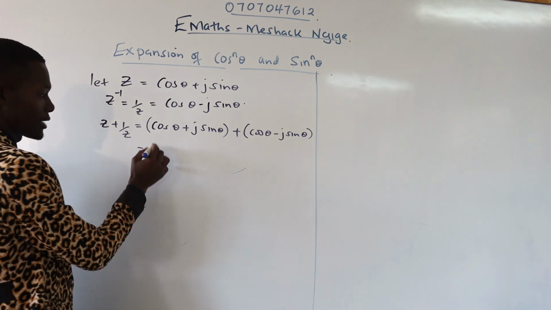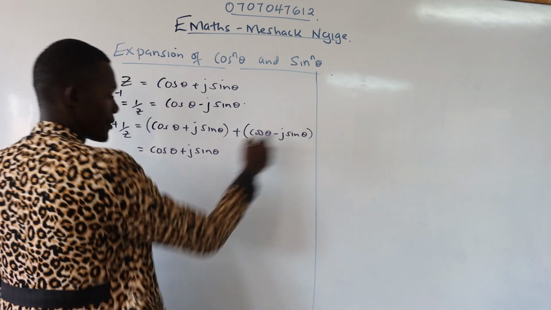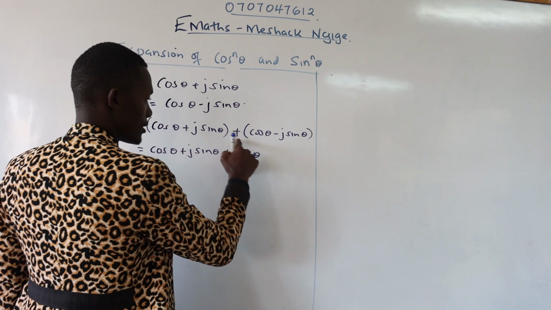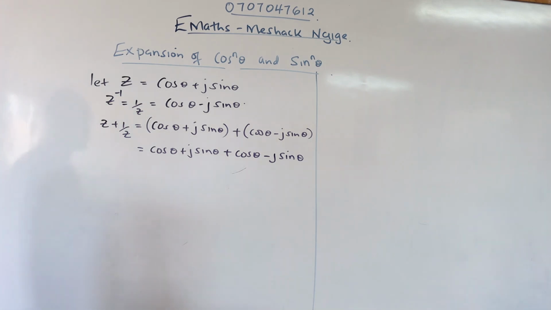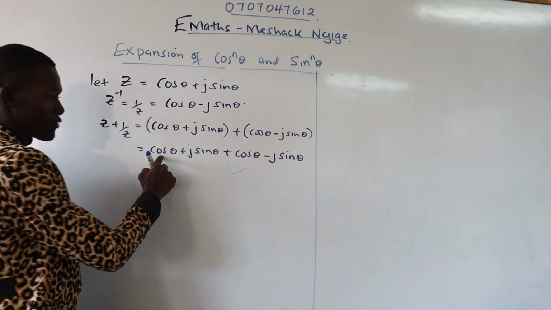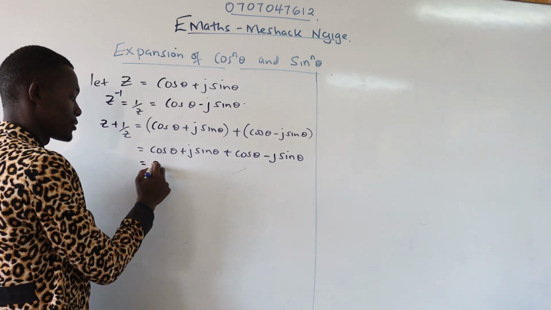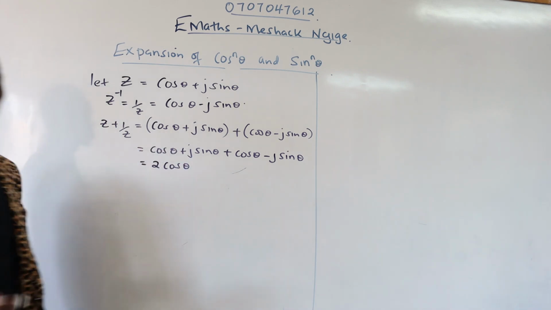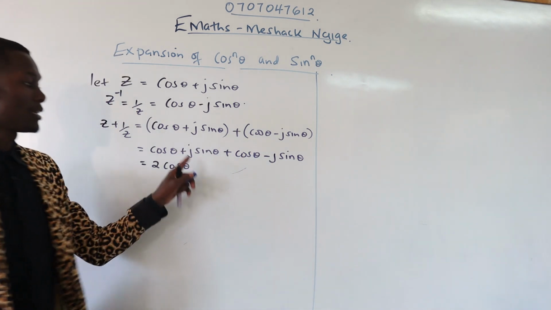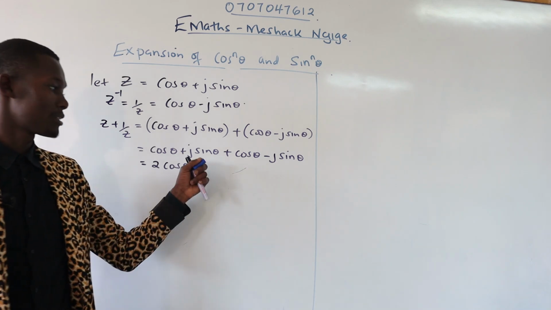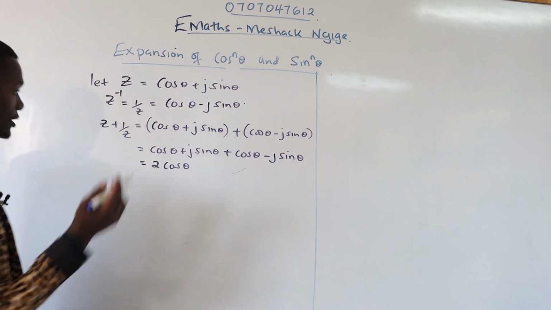So expanding the right hand side, we have cos of theta plus j sine of theta, then opening this bracket, we have cos of theta, and the negative still remains negative. Now adding like terms, we have 1 cos theta and 1 cos theta, so it becomes 2 cosine of theta. Then we have plus j sine theta minus j sine theta, a positive and a negative, which gives us 0. So that is the first relation.